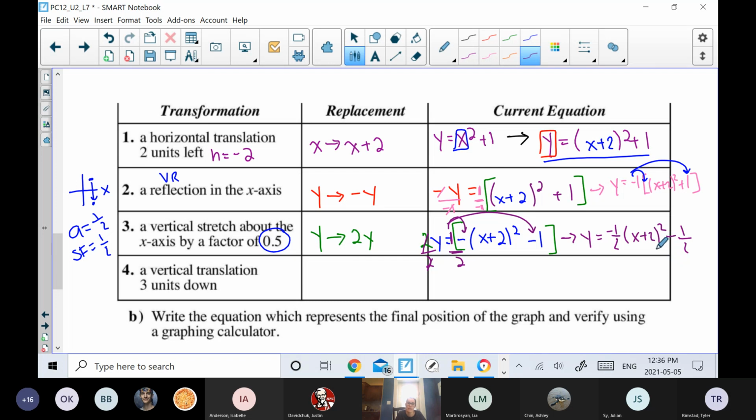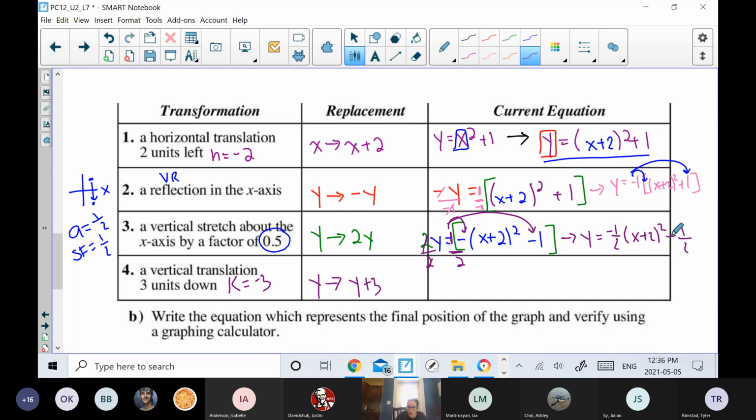We've got one more translation to do. It is a vertical translation 3 units down. That is a k value. K is equal to negative 3. What is the replacement for a k value? Y is replaced with y plus 3. Because if I bring the 3 to the other side of the equation, it would be a negative 3.